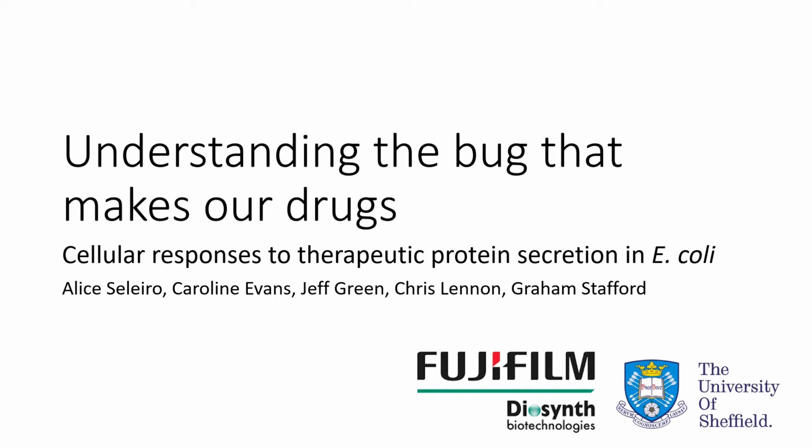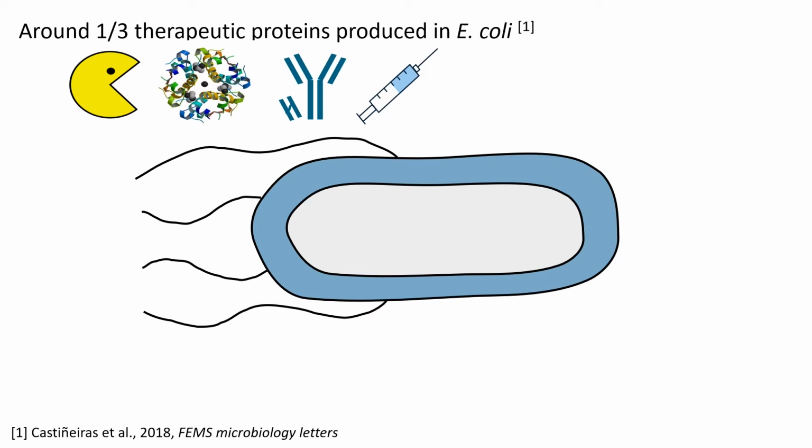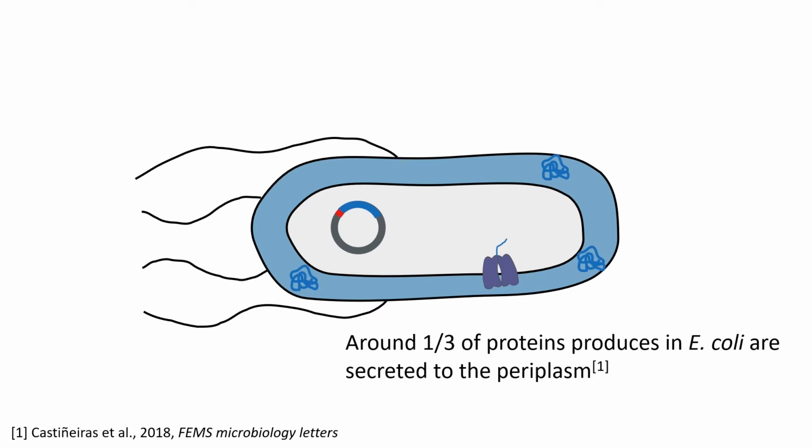Hi, I'm Alice, and I'm going to talk about the bug that makes our drugs. So therapeutic proteins, things like enzymes, hormones like insulin, antibodies and vaccines, are often produced in the bacterium E. coli. And quite a lot of these are secreted to the periplasm, the area between the inner and outer membrane, to improve protein folding, which is what I'm interested in.